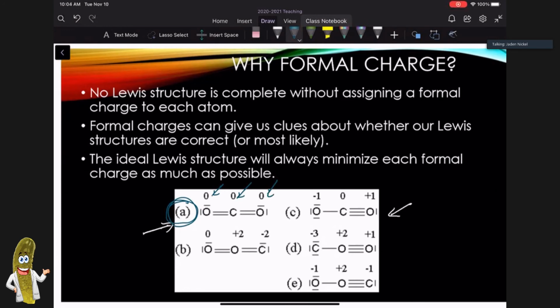The one, if we just focus in on E over here, one of the oxygens is -1. I guess the other oxygen is a +2, and the other one's a -1. So technically, the overall charge of that is 0. You have two negative ones and a +2. So the overall charge is 0. However, because everything has a charge, it's not going to be very stable.